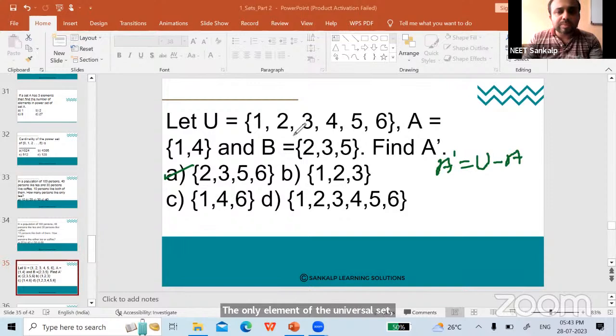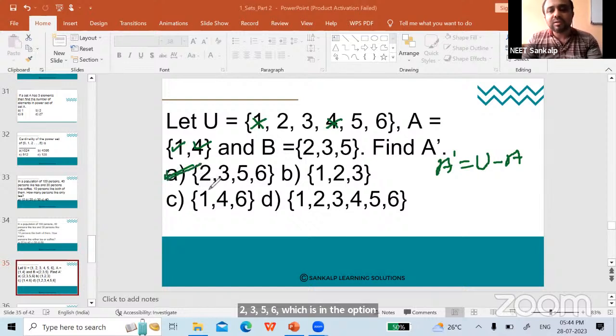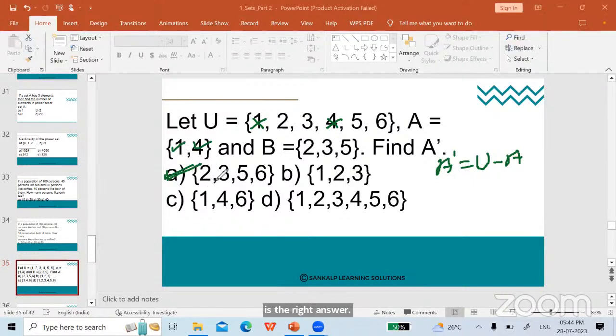Here 1 and 4 are present in A. Correct? Set A contains 1 and 4. You can deduct those from the universal set. So what are the remaining elements? 2, 3, 5, 6, which is in option A. That is, option A is the right answer. Is that clear? Yes, sir. Please write it down, or you can take a screenshot of this.